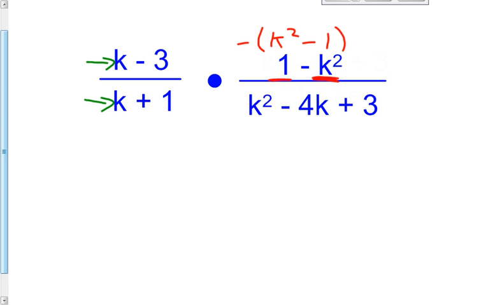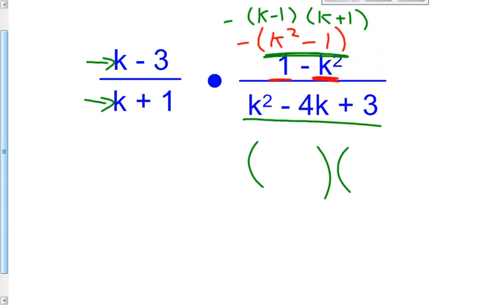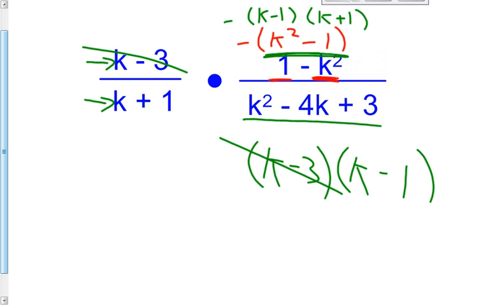Now this part right here can be factored. It is the difference of two squares. So that's going to be k minus 1 times k plus 1. And then this trinomial, let's factor this one. We're going to have k multiplied by k with a negative 3 and a negative 1. All right, let's do some magic. k minus 3, gone. k plus 1, done. k minus 1, reduce. So what do we have left?